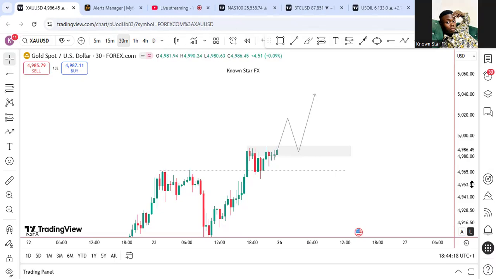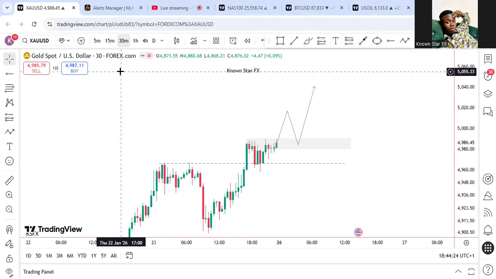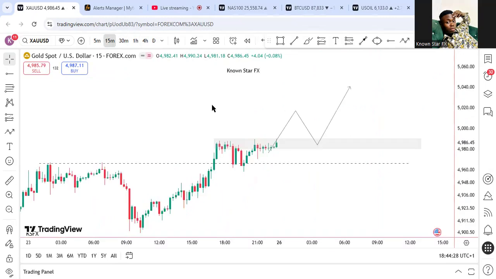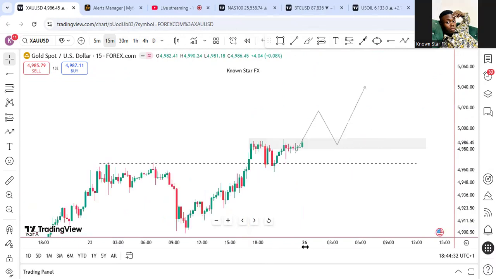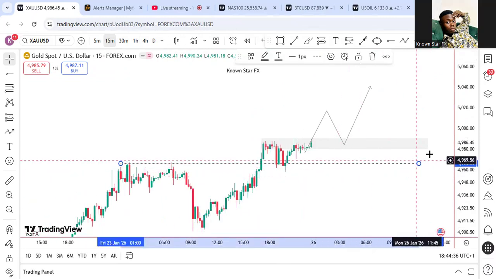So, lower time frame execution. When that correction has happened now, what do we need to do? Come down to lower time frame. 30 minutes is good. 15 minutes is okay as well. Come down to lower time frame, 15 minutes, basically to get our entry, unless you are swing trading.